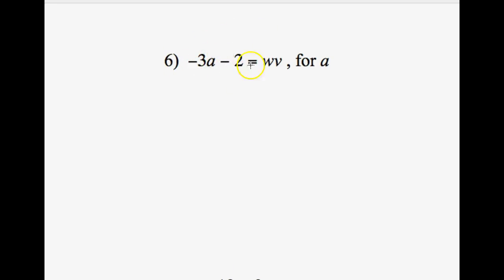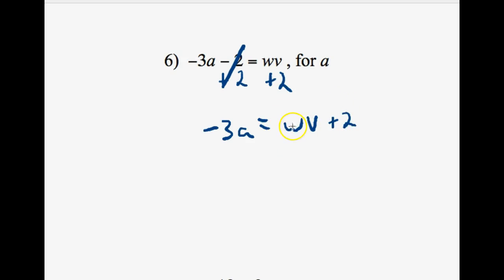I'm trying to isolate this term, so I'm going to get rid of the negative 2, the quote-unquote baggage. I'm going to do that by doing the opposite of what's given. It's given as a subtraction, so I'm going to add. That's okay. I can add anything I want to an equation as long as I do it to both sides. So those are gone. I have negative 3a equals wv plus 2. I can't break that down any further. I don't need my calculator for that. We don't know the value of w and v, and that's okay. We're just simplifying this in regards to solving for a.